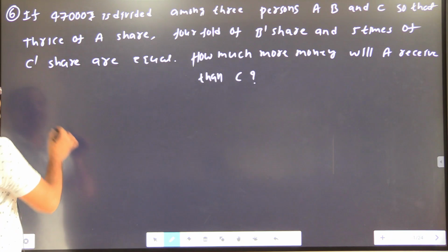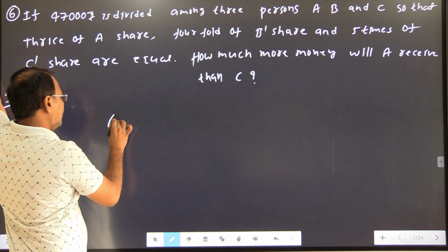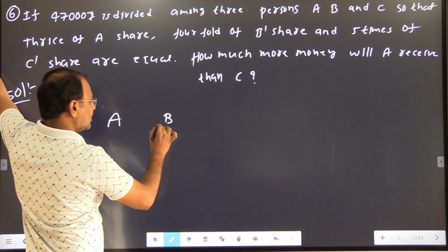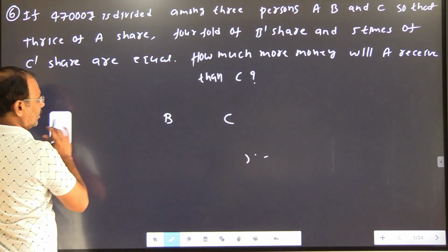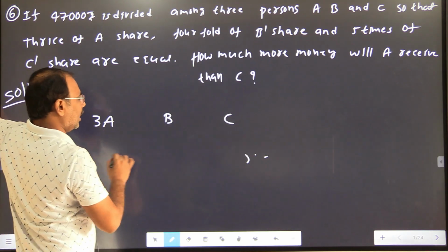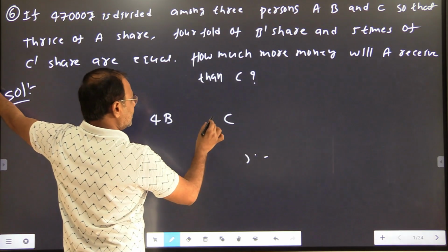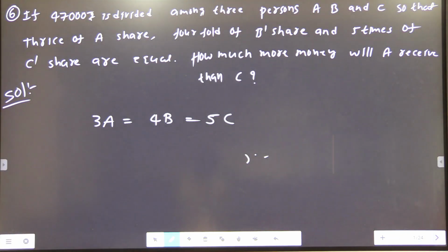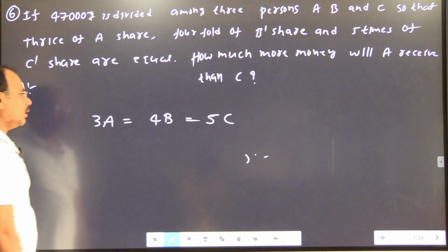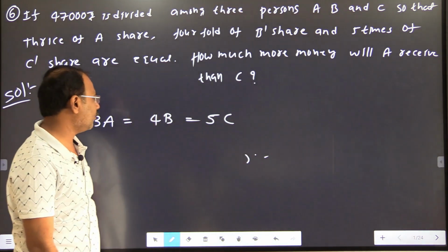Thrice of A share. If you assume A's share is A, B's share is B, and C's share is C, then thrice of A share is 3A, fourfold of B share is 4B, and 5 times of C share is 5C. All are equal. So 3A = 4B = 5C. Then from this you have to find A : B : C.